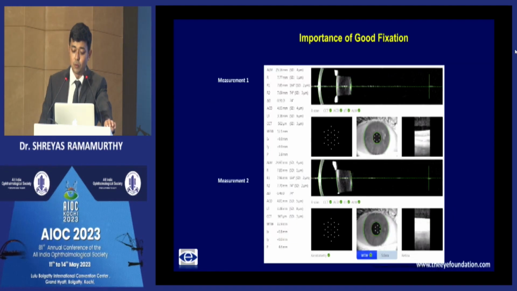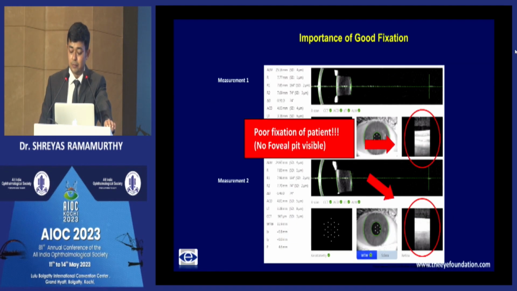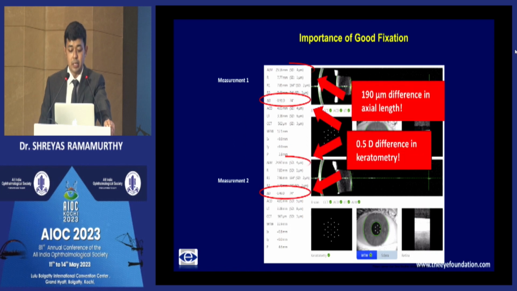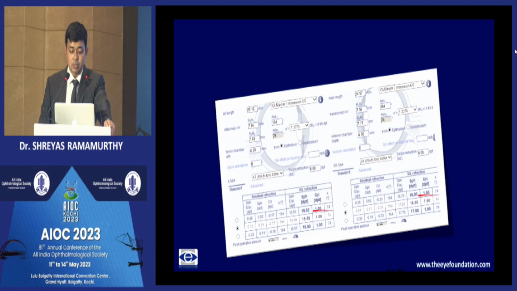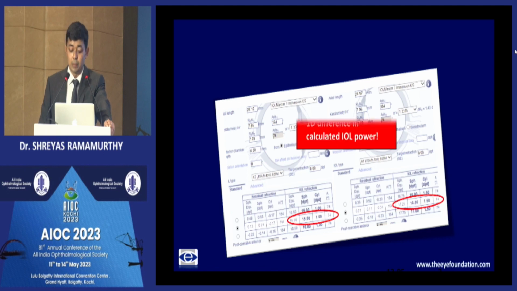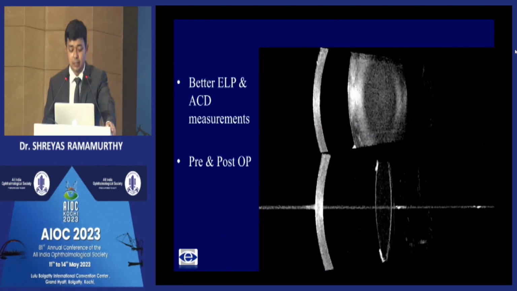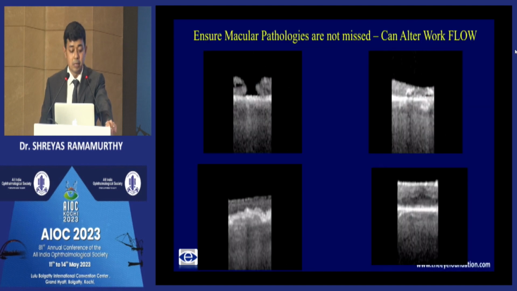Whereas when the foveal pit is not visible and it's not imaged appropriately, you have a difference in keratometry as well as in axial length, which gives rise to almost a diopter of difference in the IOL power between readings. So by imaging the foveal pit accurately, you also get very repeatable recordings, which can be used for all your patients. Again, better ELP measurements, like I mentioned, both in the pre and post-operative period, because you get better anterior chamber depth measurements.